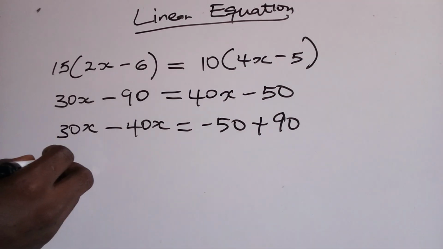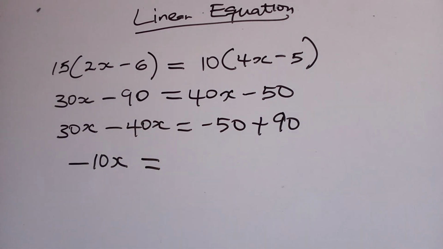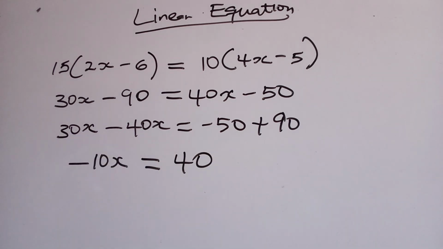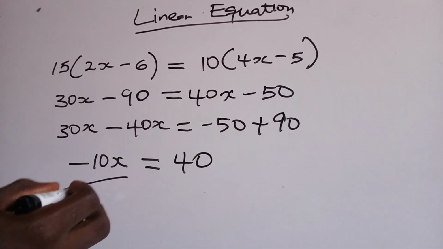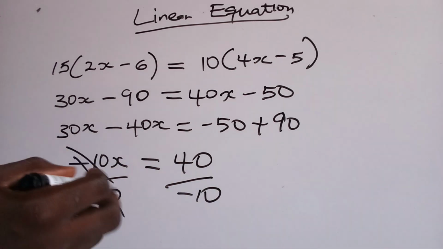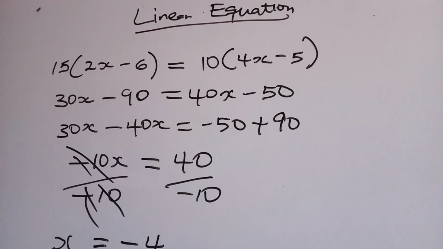So here we have minus 10x equals to minus 50 plus 90, we have 40. Then we divide both sides by minus 10. So we are left with x equals minus 4.